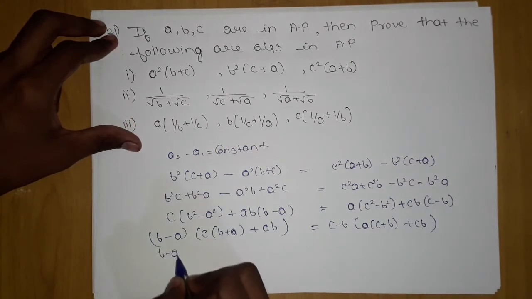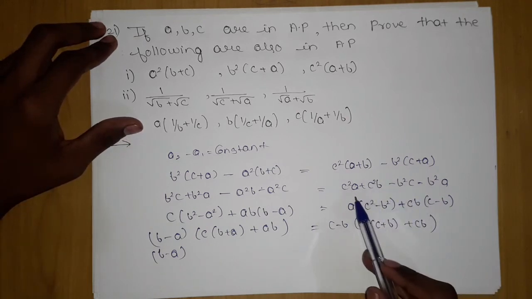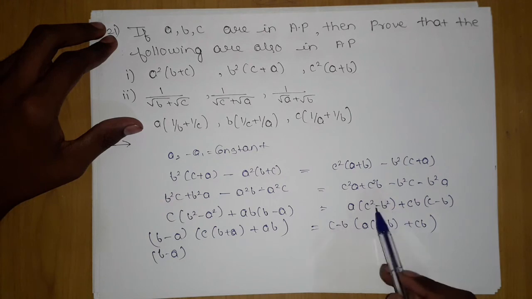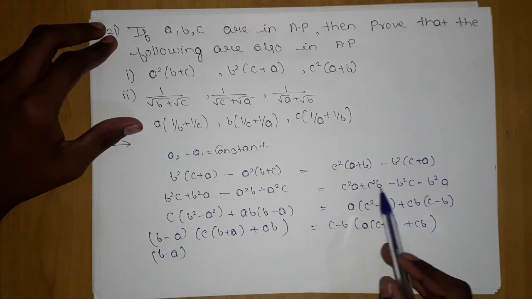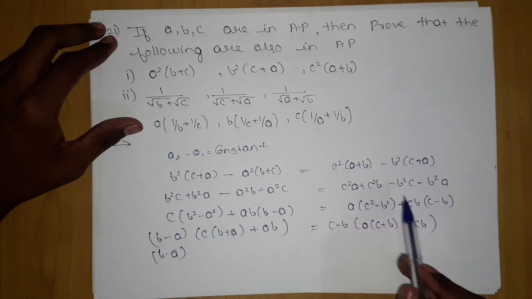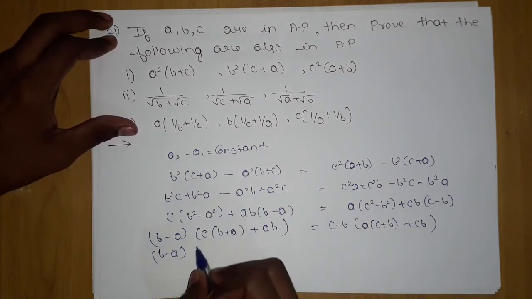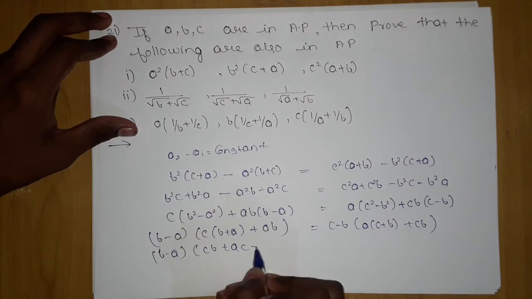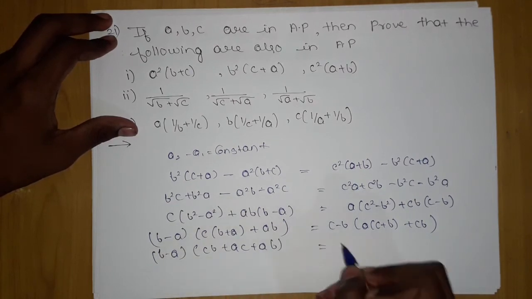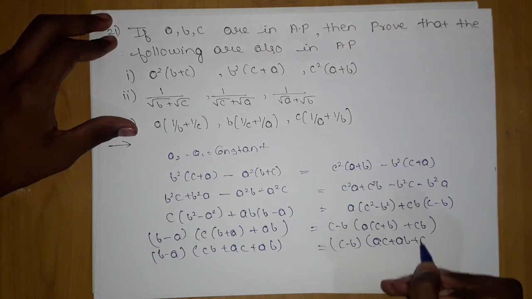Now b minus a is here. So it is b, c square minus b square, a common. Now here, this part I have taken a common, and cb common, so b minus c. So what we are getting? cb plus ac plus ab. I was checking whether I am going wrong or not. So ac plus ab plus cb.